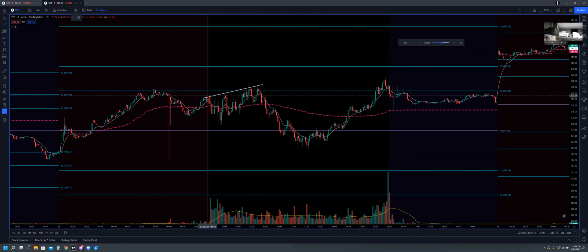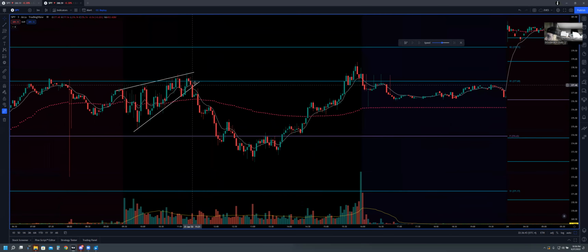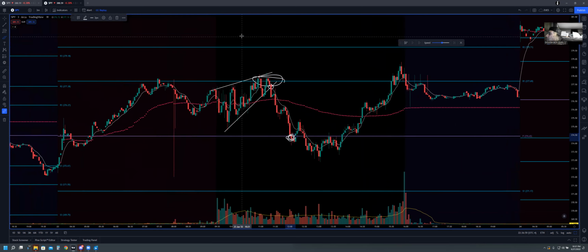Right here, you would notice that we set up this rising wedge on this pivot. So you know that if we reject this pivot point and then break downside on this rising wedge, you could enter a short or puts right there. And then you can use this next level as your take profit, pretty much. And that's what it did. It went nicely. It rejected this pivot point and went perfectly to the next pivot point.